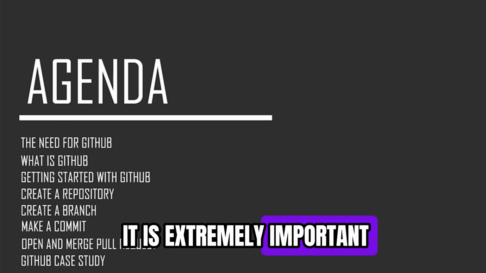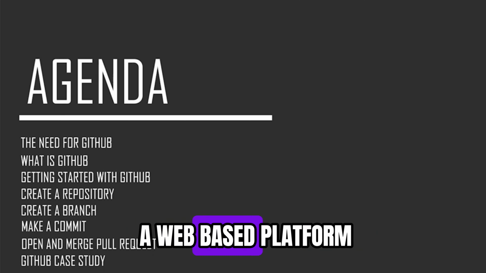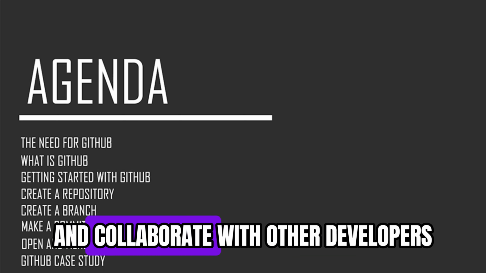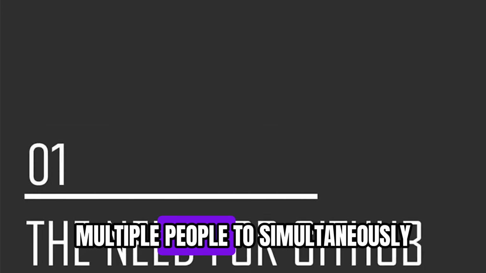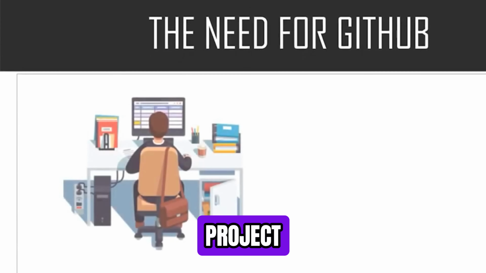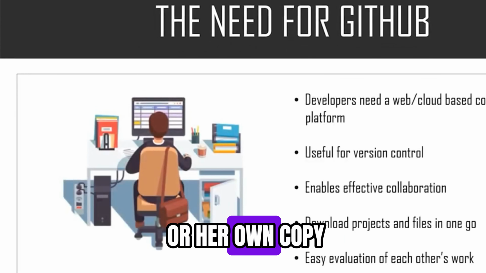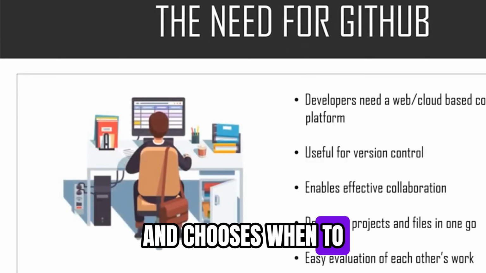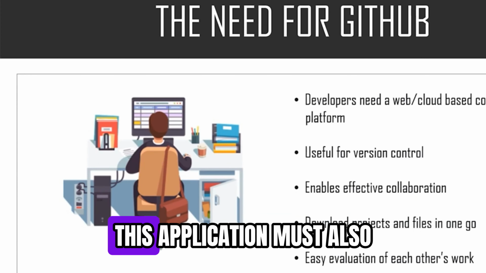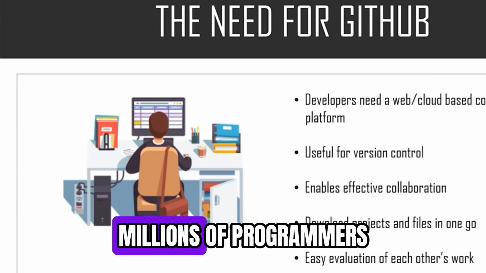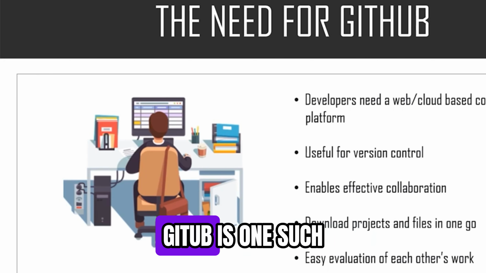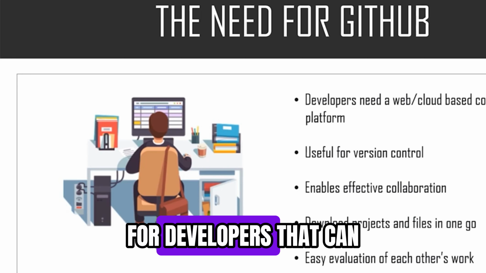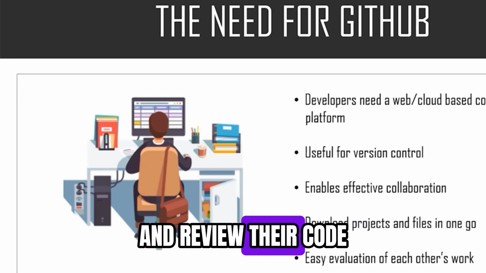It is extremely important for software developers to work on a web-based platform to share their projects and collaborate with other developers. This platform must be a version control system, that is, it must enable multiple people to simultaneously work on a single project. Each person edits his or her own copy of the files and chooses when to share those changes with the rest of the team. This application must also be capable of hosting millions of programmers and hobbyists that download and evaluate each other's work. GitHub is one such platform of choice for developers that can host multiple programmers and review their code.